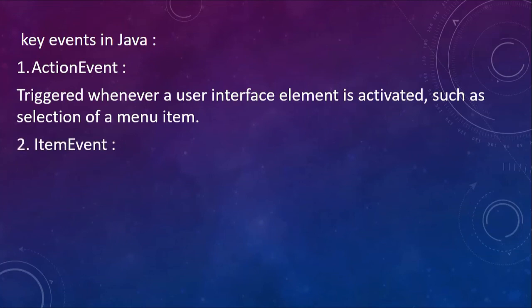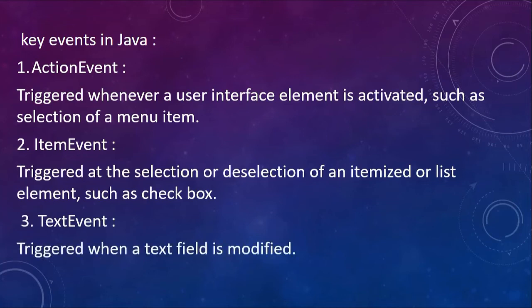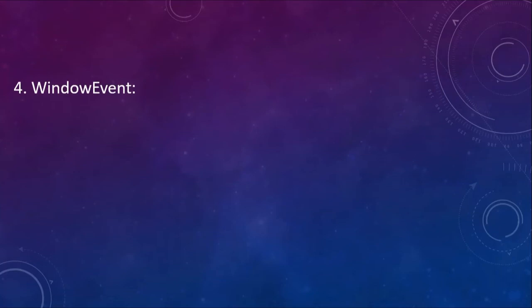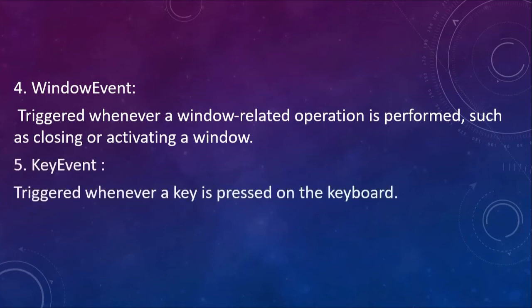Second is the item event. When you talk about an item, we are talking about something like a drop down menu, or the selection or deselection of an itemized or list element such as a checkbox. This is called an item event. Text event is triggered when the text field is modified. Window event is triggered when window related operations such as closing or activating of a window happen. And key event is triggered whenever a key is pressed on a keyboard.